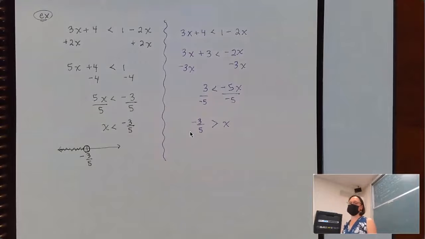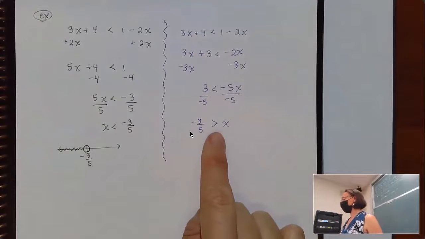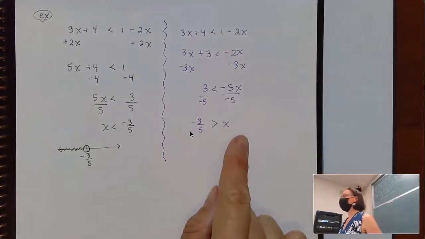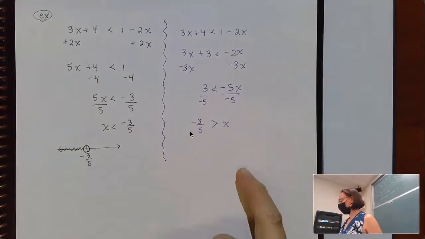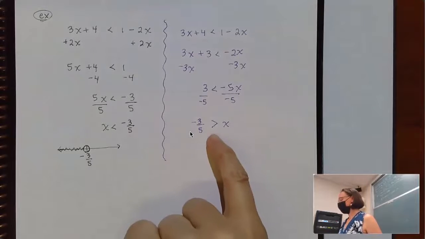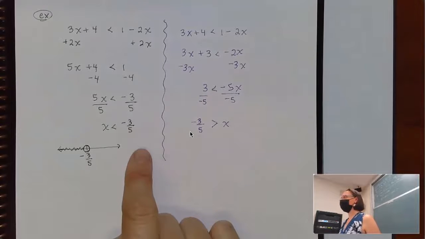Now, just as I was pointing out on the notation side, if I read this from left to right, it says -3/5 is greater than x. But I can also read it from right to left, and it would say x is less than -3/5, which is the same answer that we got over here.